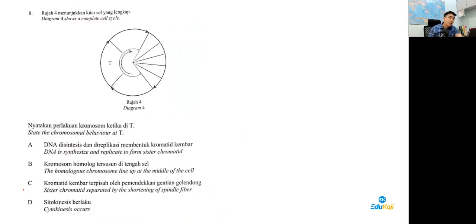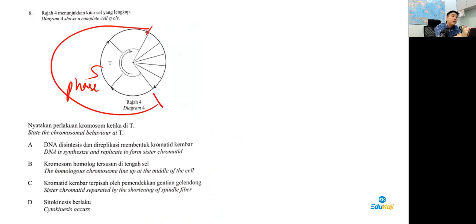And number 8 is from chapter 6. Guys, this is a cell cycle. This is S phase. Sir, I don't understand why, okay? Because from here until here, this is called interphase. Interphase consists of G1, S and G2, and during S phase, DNA is synthesized. So therefore, number 8 answer is A.